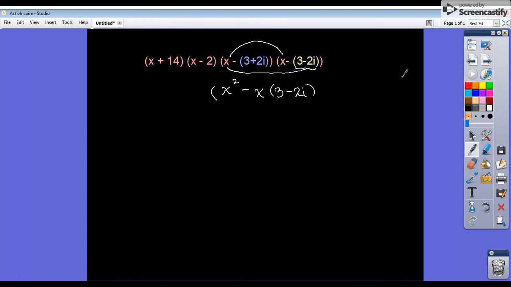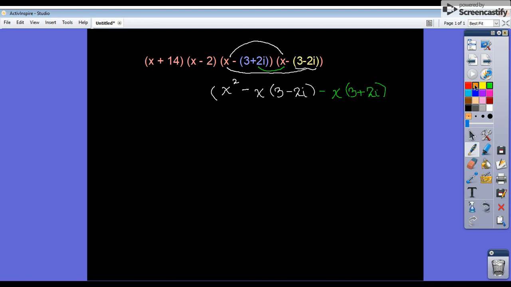And then for inner, which I'm going to change to a different color so you can see, inner, I'm multiplying x times this inner term, which again I'm counting as one term. So x times 3 plus 2i. In front of the parentheses, again, this term is negative. The x is positive. So positive times a negative is negative. I'm multiplying x times 3 plus 2i.